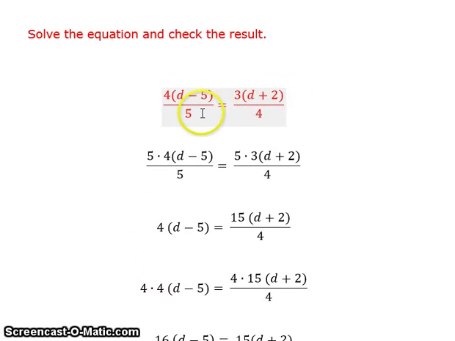We're going to solve this equation for D, and there's not just one way to do this. As long as you're doing the same operation to both sides, you can go about it many different ways. So I'll walk you through one way to do it. The first thing I would want to do is get rid of the fraction.